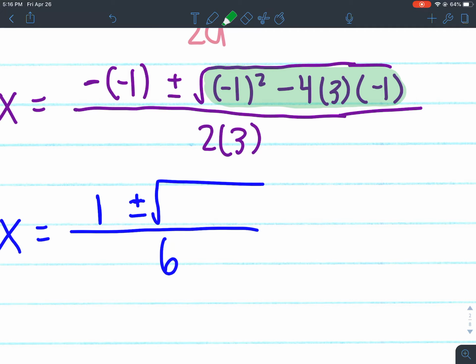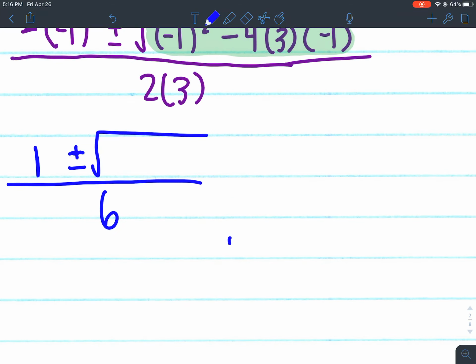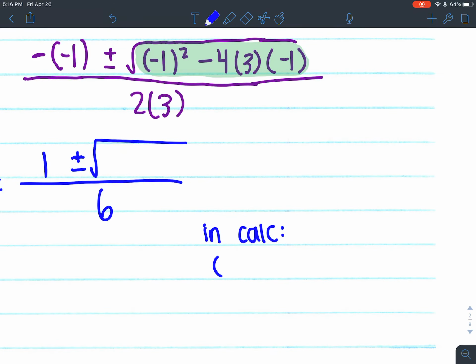And you can actually just punch that right into your calculator or into Desmos. So you can put in parentheses, negative 1, parentheses squared, minus 4 times 3 times negative 1. So that sign in front of the 4 is a minus sign, not a negative. So you do want to make sure you plug in everything correctly. And then here, in calc, I'm so sorry I can't show you because I don't have my calculator on me, but you're going to type in negative 1 squared minus 4 times 3 times negative 1, okay?